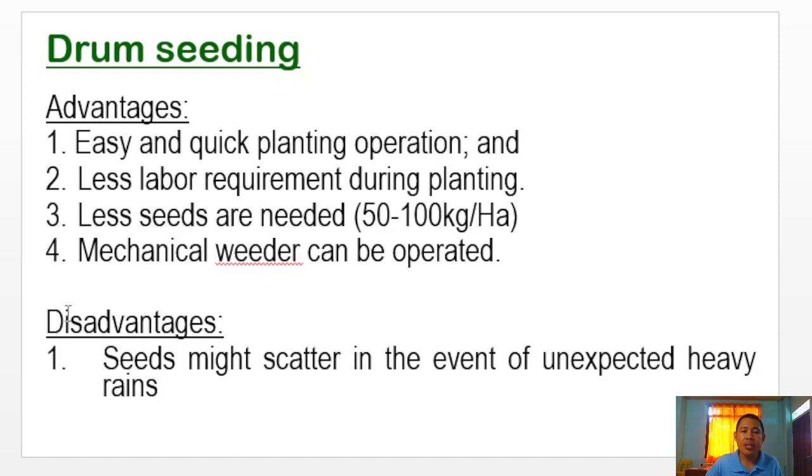The advantages of utilizing drum seeding is that planting operation is also quick and easy. The labor requirement during planting is lesser. The seeds that are needed are lesser, 50 to 100 kilograms per hectare, and of course the mechanical weeder can be operated in the field. However, the disadvantage, the seeds might scatter in the event of unexpected heavy rain. So the farmer must be sure of the incoming weather during planting.